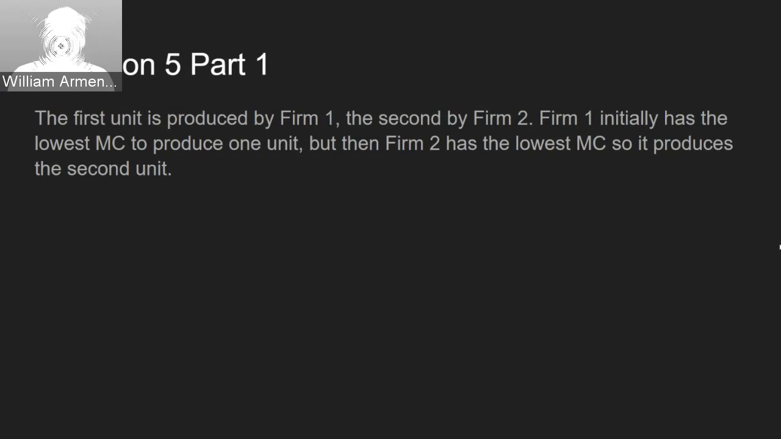And then it asks which firm produces the second unit, and that's going to be firm 2 because firm 2 has the lowest marginal cost after the first quantity, because firm 1 would produce the second unit at 10 versus firm 2 producing the first unit at 9.